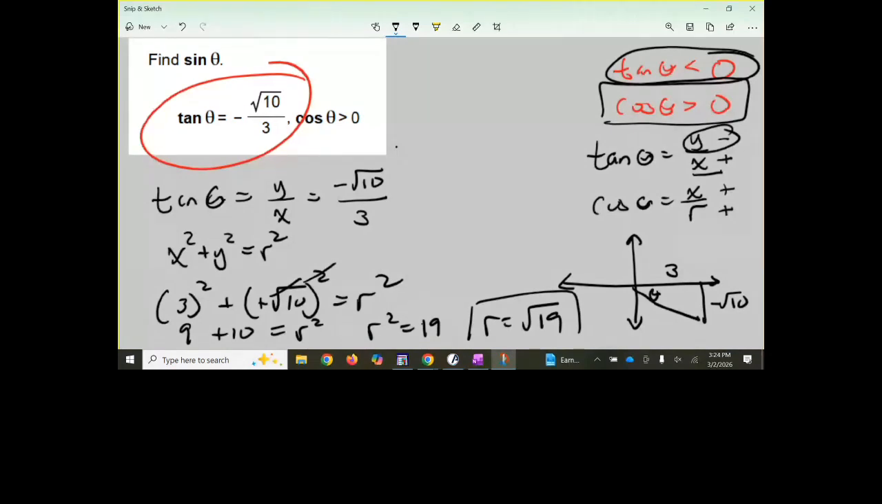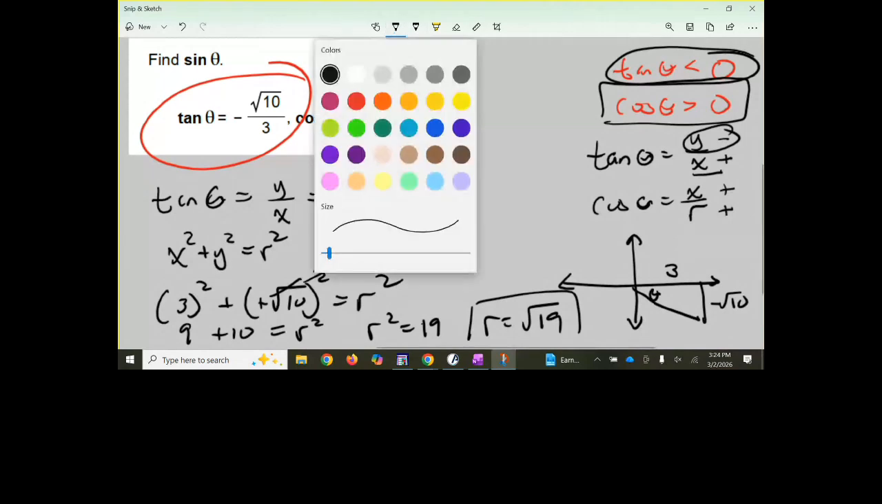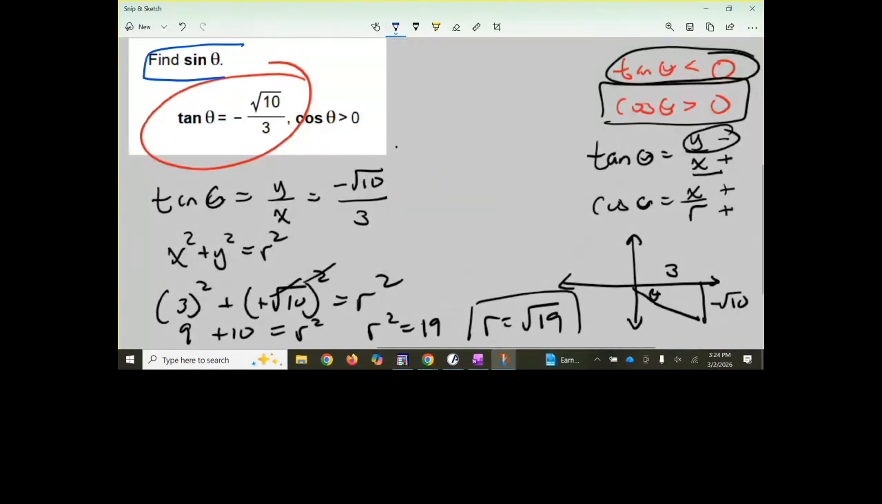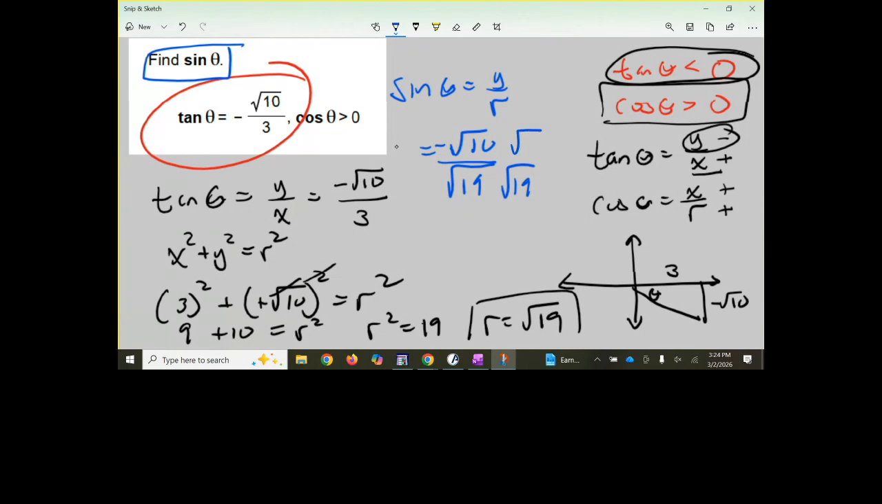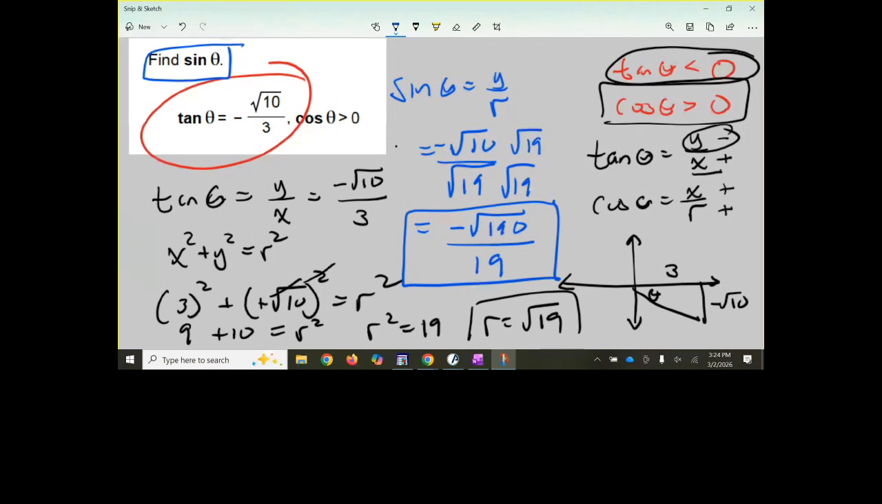All right, what are we trying to find? The directions are telling me, can we find the sine of our angle? Sine is equal to y divided by r. We said our y value was the negative square root of 10. Our r value is square root of 19. Boom, and there's my sine of my angle.